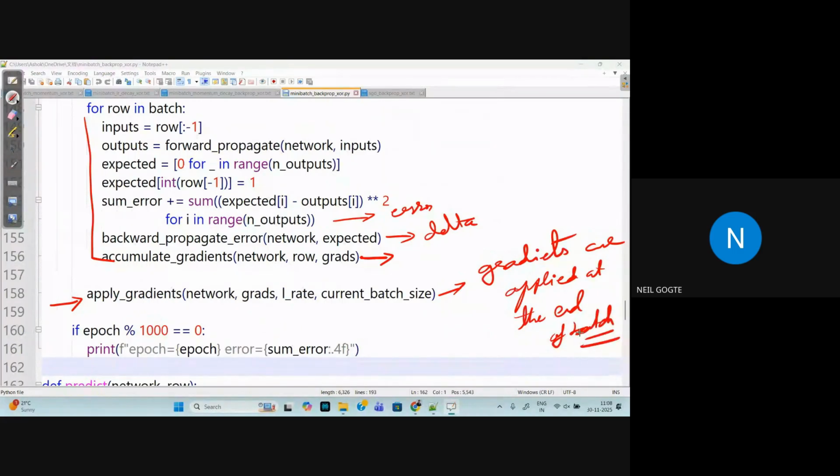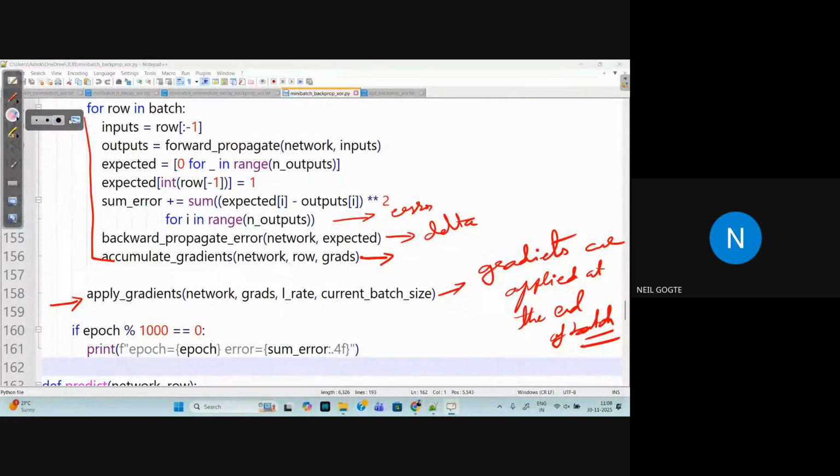Okay, so this is what is happening. Now to appreciate this better, we have to see these three pieces of code, which are zero gradients, accumulate gradients, and apply gradients. I'm going to show you all three, and then hopefully we will move on to the concept which we need to understand.